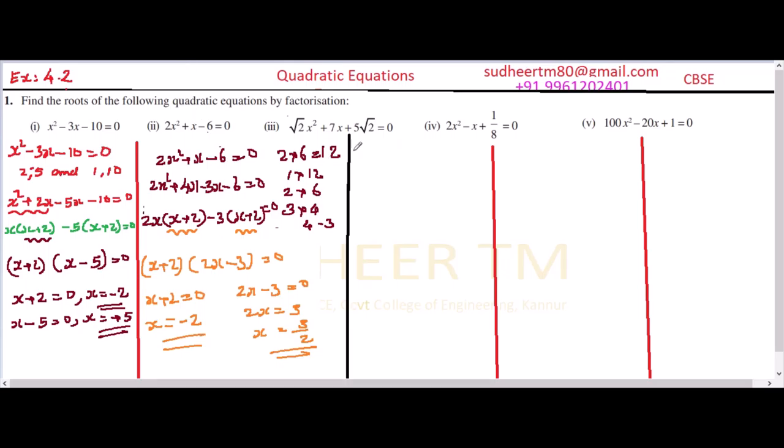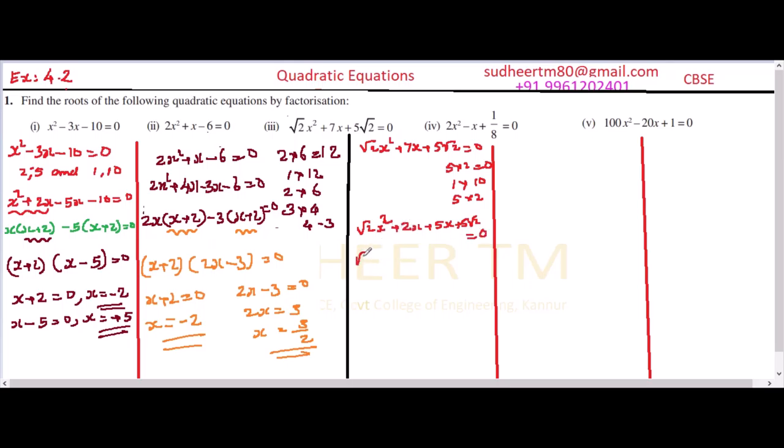Third one, root 2 x square plus 7x plus 5 root 2 is equal to 0. Now root 2 and 5 root 2 product is 5 into 2 is equal to 10. Factors are 1 into 10, 7 is not possible; 5 into 2, 5 plus 2, 7 is possible. So what we can write here, root 2 x square plus 2x plus 5x plus 5 root 2 is equal to 0.